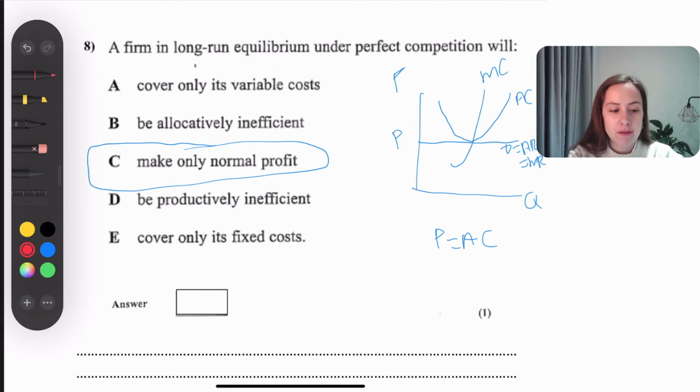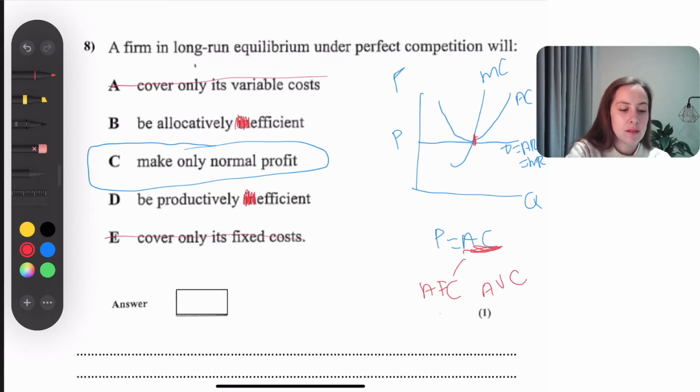So just for reference, perfect competition is always allocatively efficient. Always, always. I've explained that in the document below. In the long run, they are productively efficient because they are producing at the minimum of their costs, so they're not wasting anything. And they are covering all their average costs. That's made up of your average fixed costs and your average variable costs. So that is very untrue.